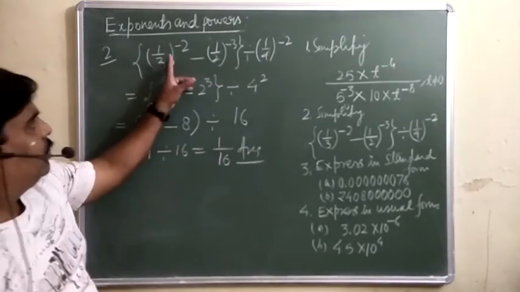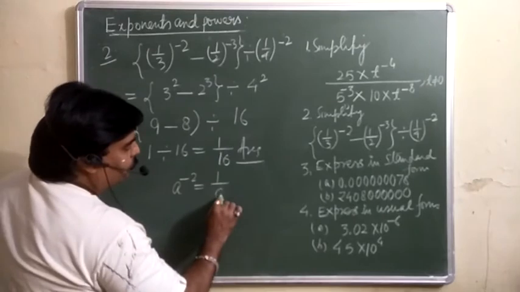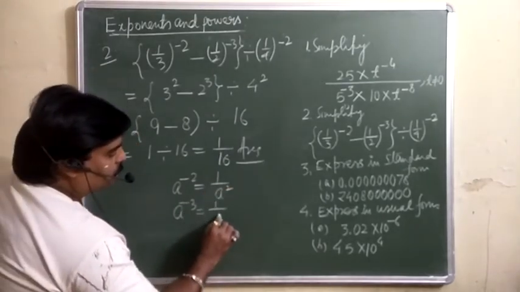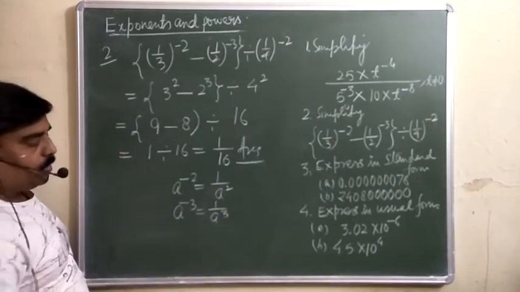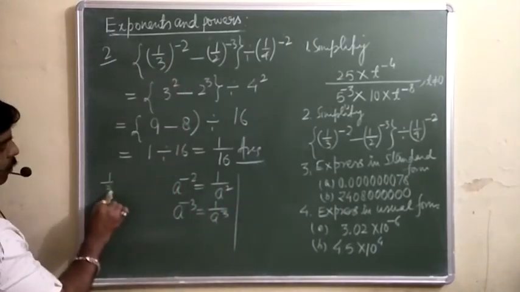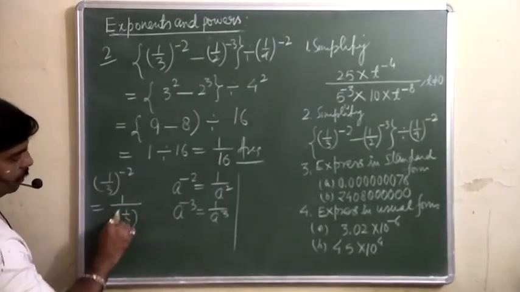Simple, you can do it, because the condition is that a raised to power minus 2 can be written as 1 over a square. If a raised to power minus 3 is there, that can be written as 1 over a raised to power 3. A may be any number. For example, 1 over 3 whole power minus 2 means 1 over 3 whole square.